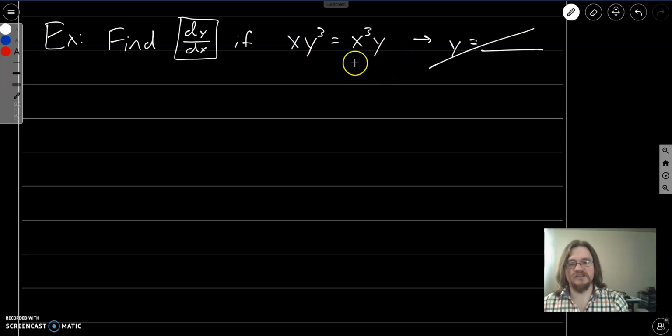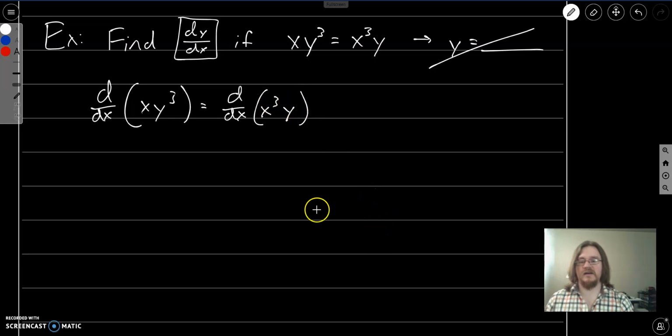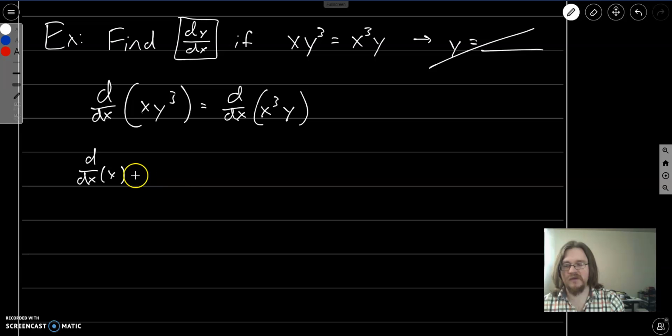So let's just take our equation here and take the derivative of both sides. So I've got the derivative, and again we're finding the derivative with respect to x of x y cubed, and then I need to find the derivative of x cubed y. On this left-hand side, I have a product. I have x times y cubed. So what I'll do is I'll use my product rule, and I'll take the derivative of the first term times the second plus the derivative of the second times the first.